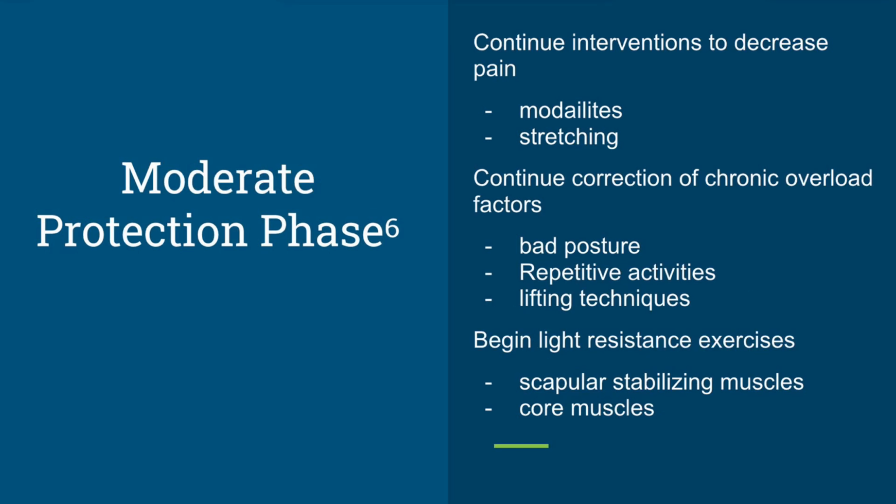For the moderate protection phase, you continue to do interventions that decrease pain, modalities, stretching, continued correction of chronic overload factors, such as the bad posture, the repetitive activities, lifting techniques, and then begin light resistance exercises with the scapular stabilizing muscles and the core stabilizing muscles.